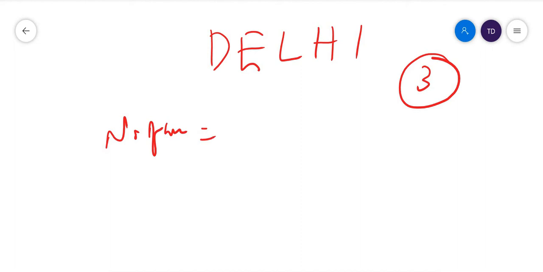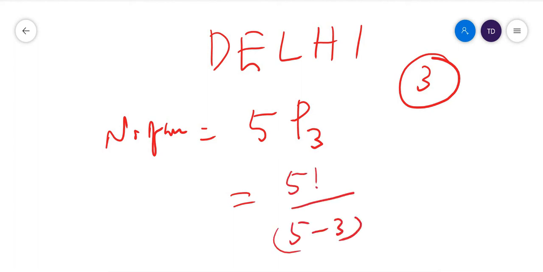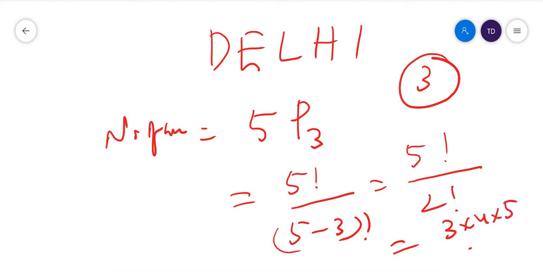The number of words will depend on the total letters, which is 5. How many letters are we choosing? Three letters, so it is 5P3. That is 5 factorial divided by 5 minus 3 factorial, which is 5 factorial divided by 2 factorial. You can write it as 1 into 2 cancelled, then 3 into 4 into 5, which is equal to 60. 60 is the answer. So that's all about permutation.